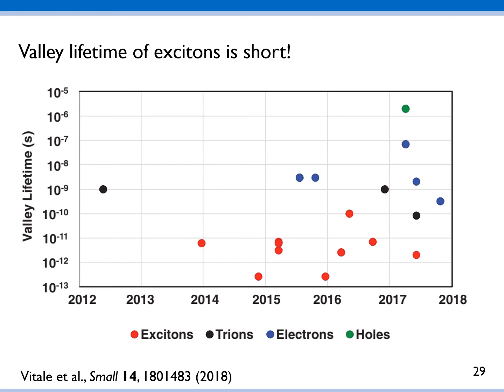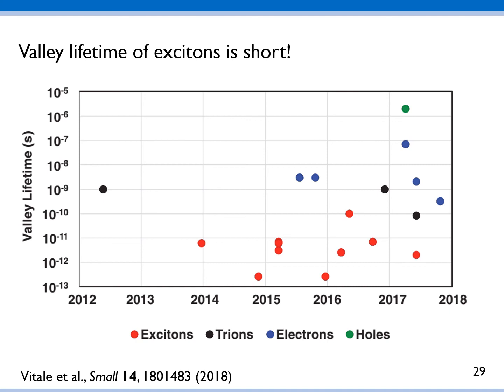The typical Valley particle is an exciton because it is easy to create in the Valley. But if we look at this chart here, the red dots being the excitons, we can see that in comparison with trions, electrons, and holes, excitons have very short lifetimes. In fact, they vary between 0.1 and 100 picoseconds, depending on what transition metal dichalcogenide you choose and what experimental setup you have. And this Valley lifetime is also very much shorter than the actual exciton lifetime, so the recombination lifetime. This is about 10 picoseconds.